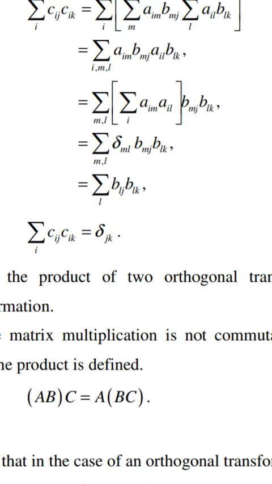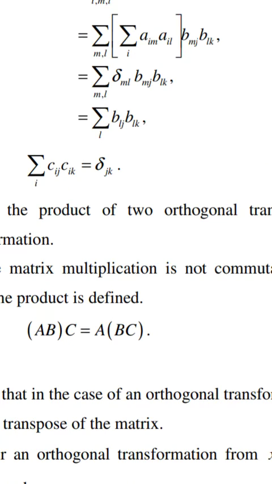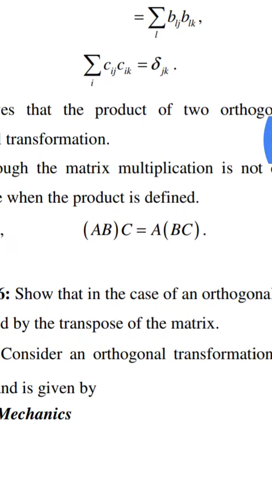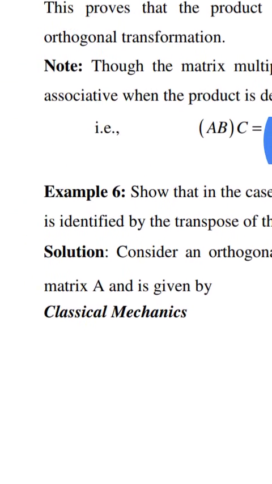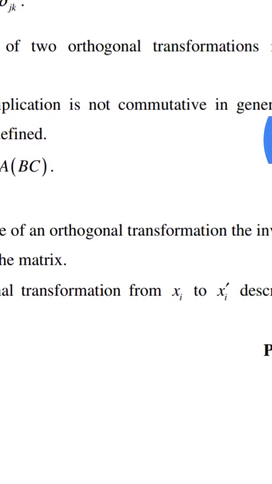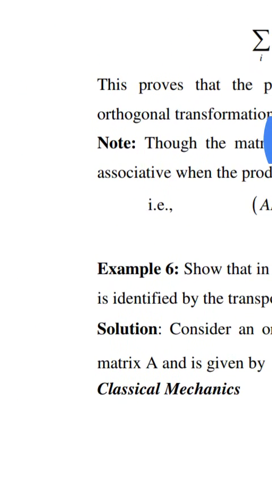which is equal to the summation of delta ml, Bmj, Blk, which is equal to Bmj, Bmk, and the summation of Cij, Cik is equal to delta jk. This proves that the product of two orthogonal transformations is again an orthogonal transformation.